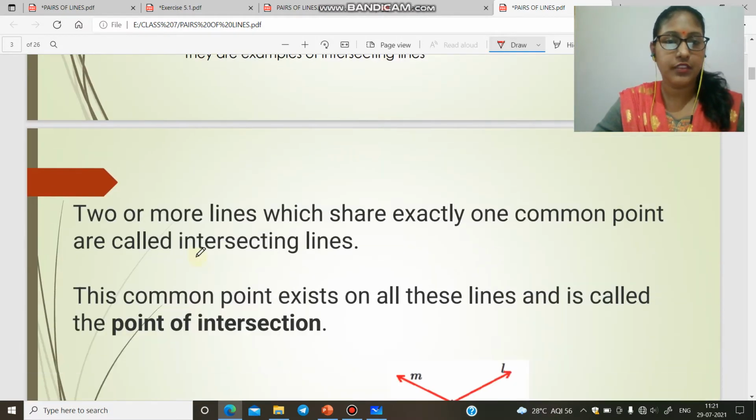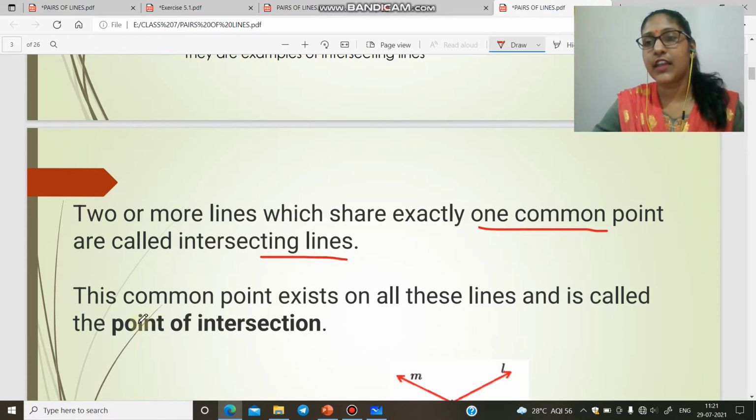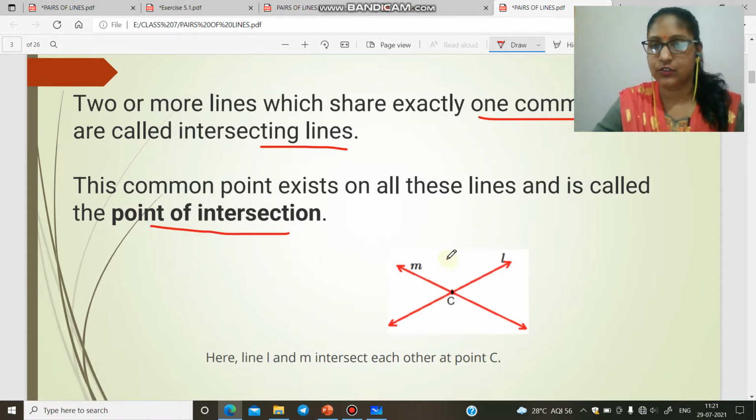So two or more lines which share exactly one common point, not more than one point, are said to be intersecting lines, and the point at which they intersect is said to be the point of intersection. So here L and M are two lines that intersect each other at point C, and C is said to be the point of intersection, and L and N are intersecting lines.